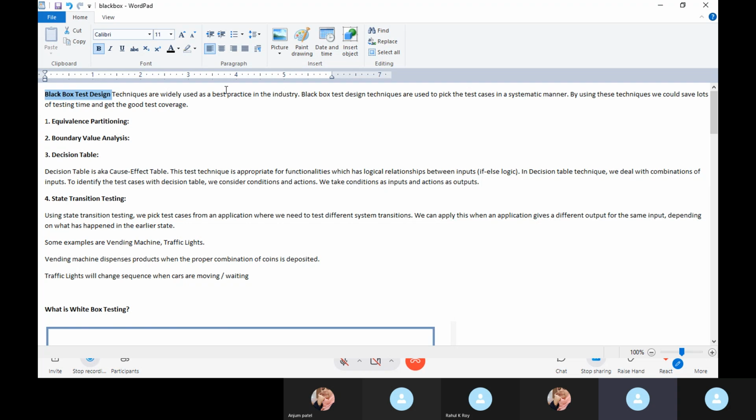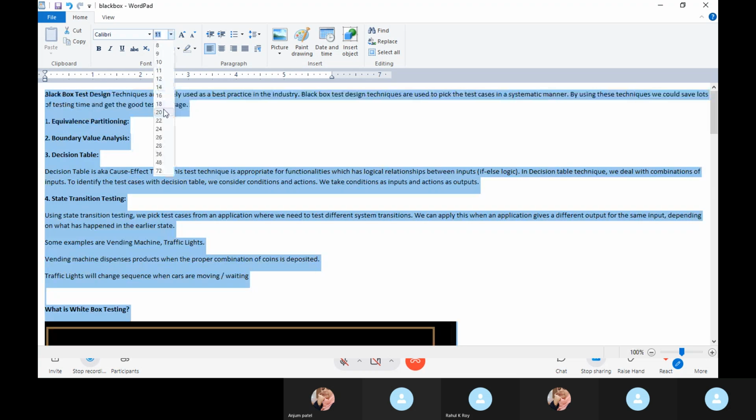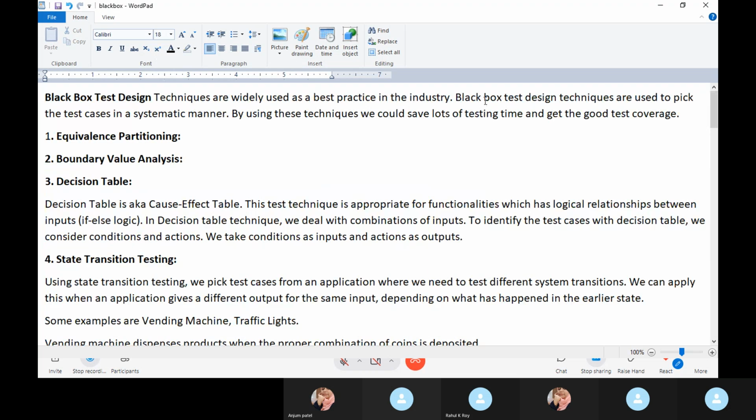These techniques are widely used as best practice in the industry. Black box test design techniques are used to pick the test cases in a systematic manner. By using these techniques, we could save a lot of testing time and get good test coverage. So all these four techniques that we have discussed come under black box testing.